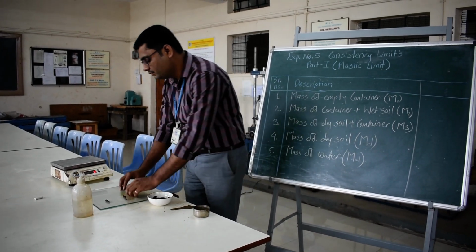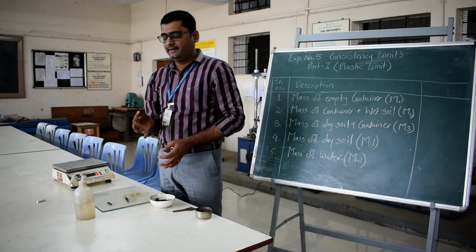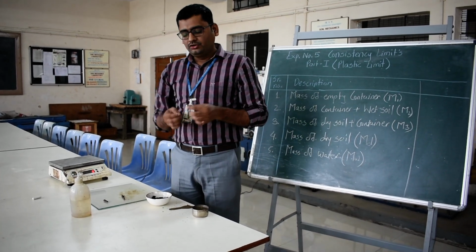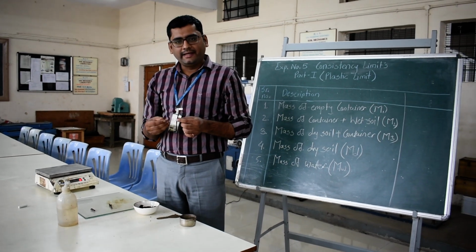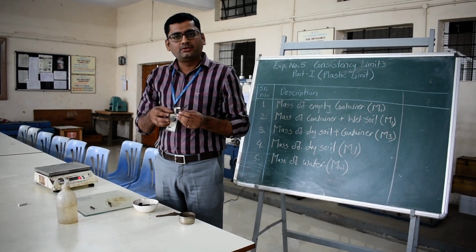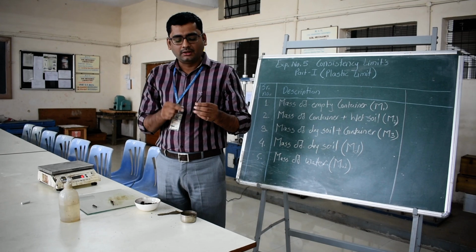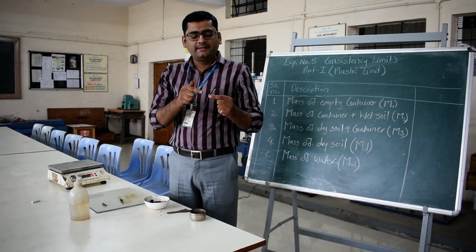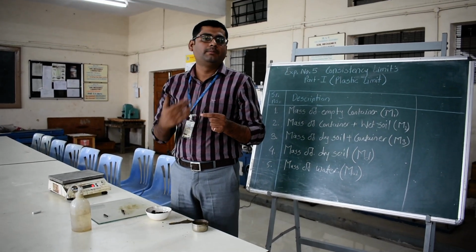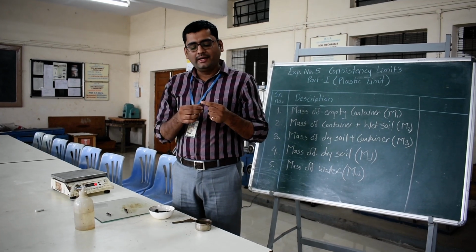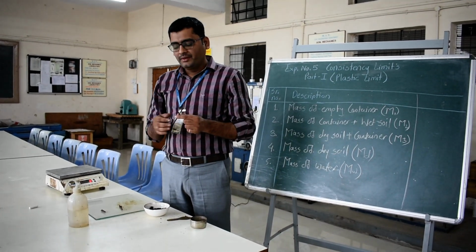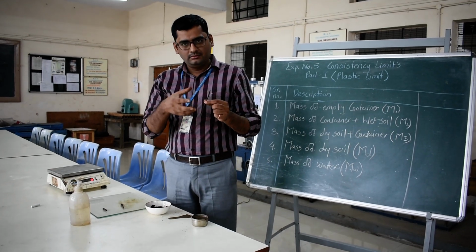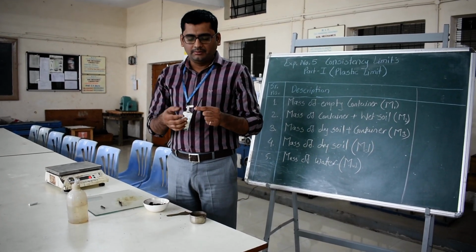If you make a roll of 3 mm diameter like this, there should be cracks on the surface of this roll. If you observe the cracks, then you have to keep this soil sample for water content determination. The water content present in that particular roll is called the plastic limit. Right now I can see there are some cracks on the surface of this roll, so I need to keep this sample for water content determination.